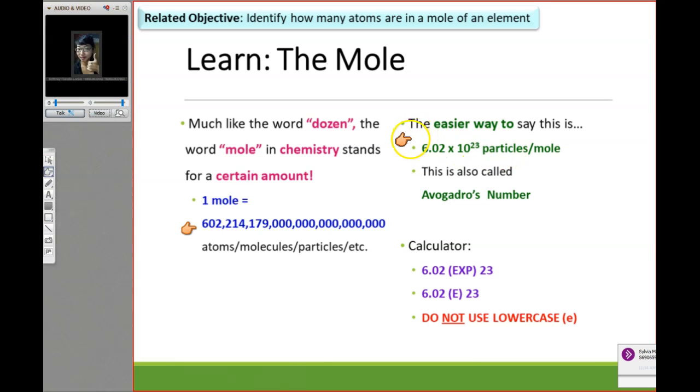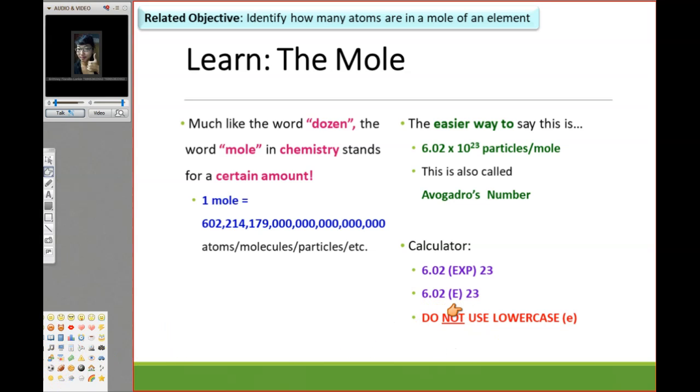So again, an easier way to write this is 6.02 times 10 to the 23rd particles per mole, atoms per mole, molecules per mole, et cetera. This is also called Avogadro's number. Remember that when you plug this into a calculator, because you will need to be able to use this number tomorrow, the calculator has a couple different options. You can use the EXP button. Instead of saying times 10 to, you put EXP, so 6.02, EXP, 23, or you can also use the capital E, but do not use the lowercase e. The lowercase e is a totally different thing.